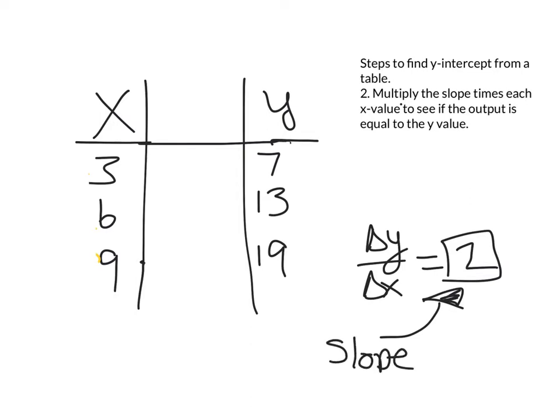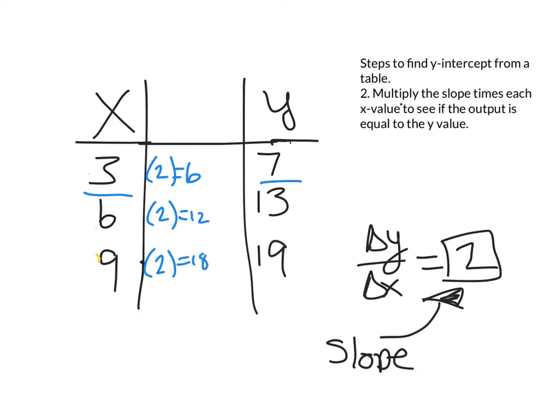Step 2 now, we need to take the slope, and we're going to multiply it by every x value. So what I mean by that is, it's 3 times 2, 6 times 2, 9 times 2. When I take the slope and multiply it by an input of x, does it give me an output of y? So when I say, does 3 times 2 equal 7? When I do that math, I get 3 times 2 is equal to 6. So it doesn't. But let's keep working our way down. 6 times 2 is equal to 12. 9 times 2 is equal to 18.